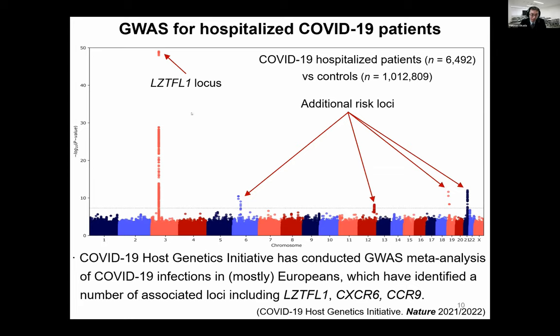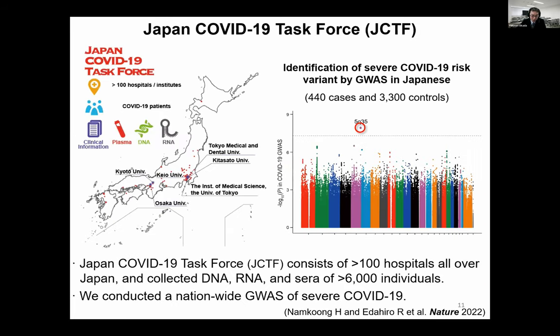Anyway, the variant in chromosome 3 has a strong risk, with a ratio of around 2 in Europeans. But this variant is absent in Japanese, so we definitely need our own effort in Japan. So we have launched the Japan COVID-19 Task Force, which is a completely academia-driven initiative to face these challenges of COVID-19.